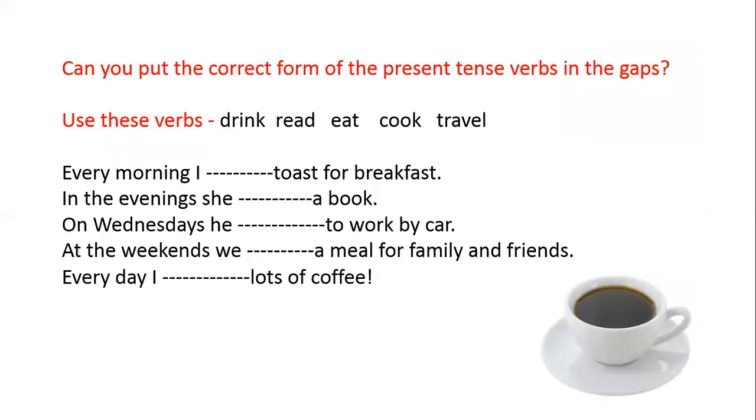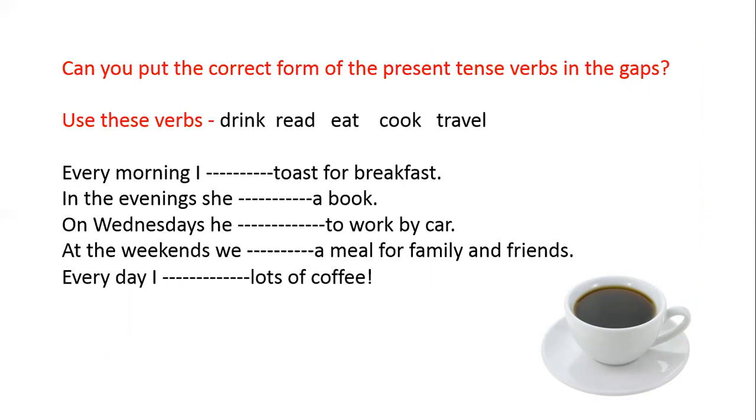So can you put the correct form of the present tense verbs in the gaps? Use these verbs: drink, read, eat, cook, or travel. So remember to look out for he, she, or it, because in those cases we need to add an S.